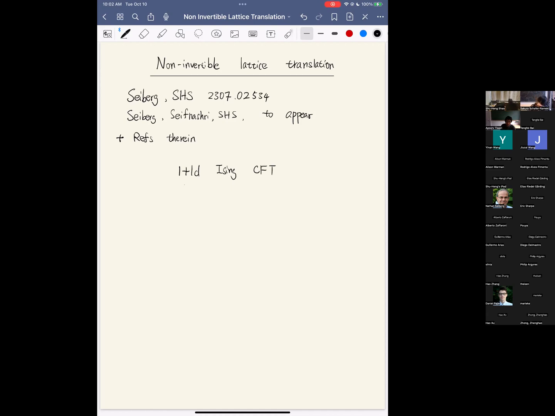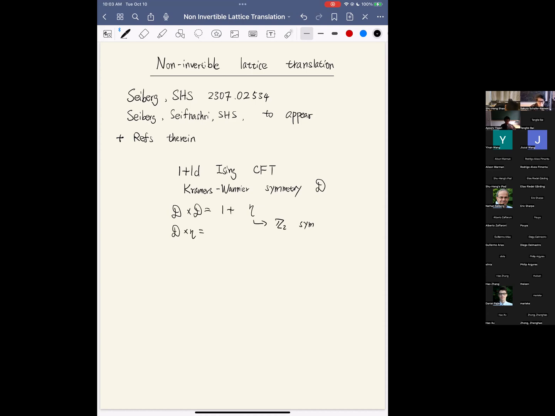There has been a lot of discussion of the Kramers-Wannier symmetry, which is implemented by a conserved operator, or in Euclidean signature, a topological line D. It obeys the famous algebra that D times D is 1 plus eta, where this eta is the ordinary invertible Z2 symmetry of the Ising model.